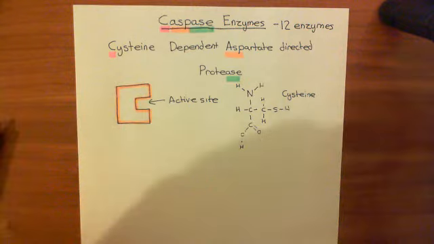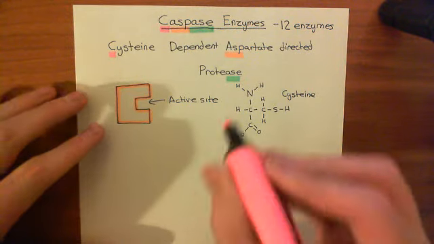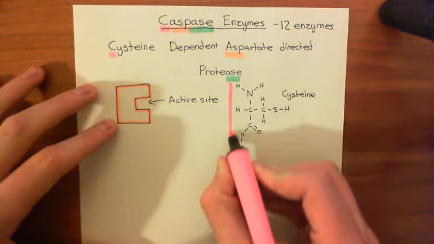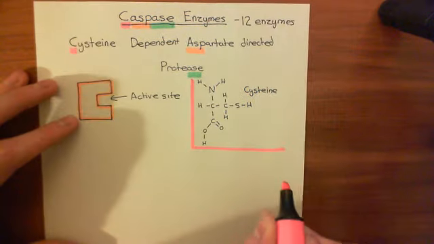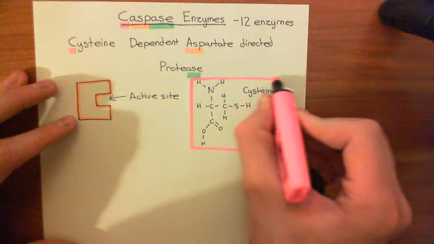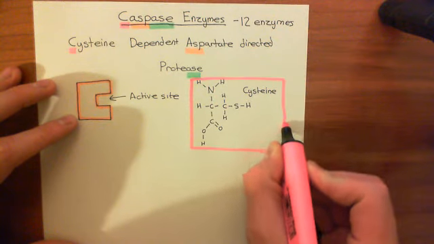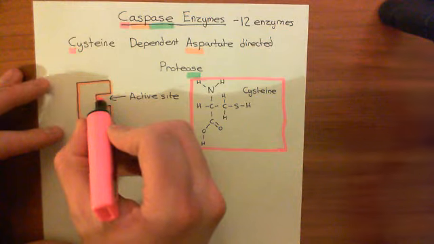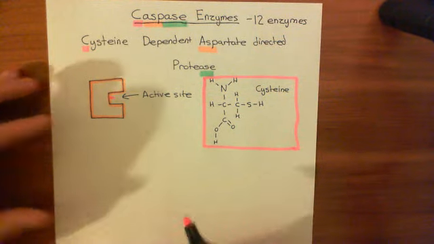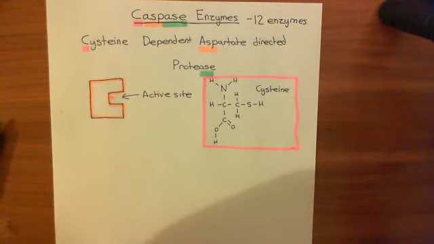And basically, you have this sort of an amino acid residue in the active site. So let me circle this. Okay, so this entire thing is a cysteine amino acid here. Let me bring this out a bit. So this is a cysteine amino acid. And you have one of these in the center of the active site of these caspase enzymes. So that is where the cysteine-dependent portion comes from in the name.